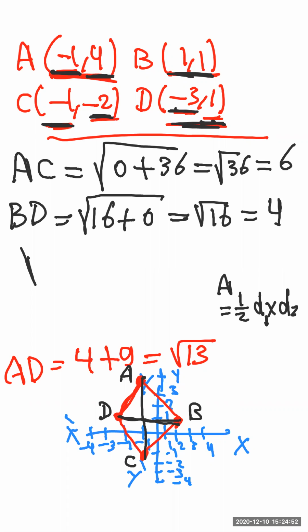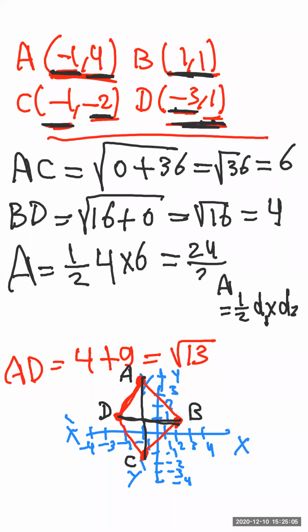Now get the area. Half diameter 1 times diameter 2. So it will equal 4 times 6, 24, 24 over 2, which equals 12 square units. Okay, guys, are we clear till now? Yes. Okay, great.